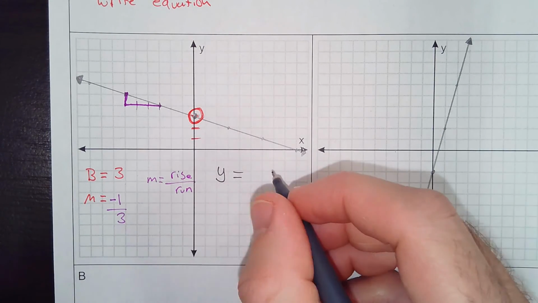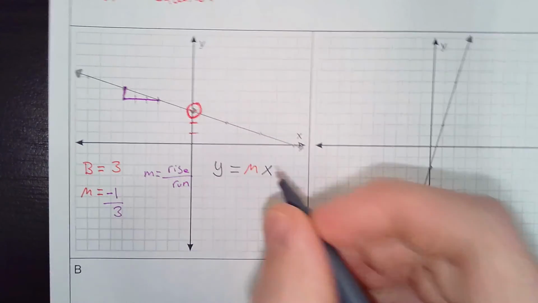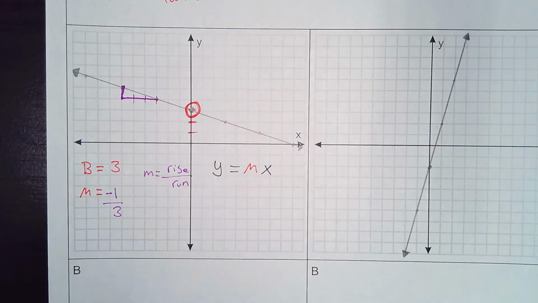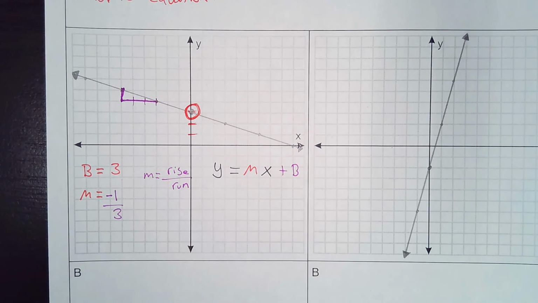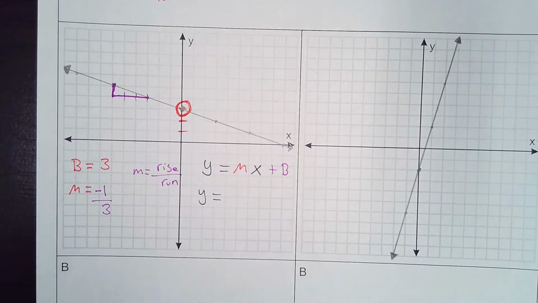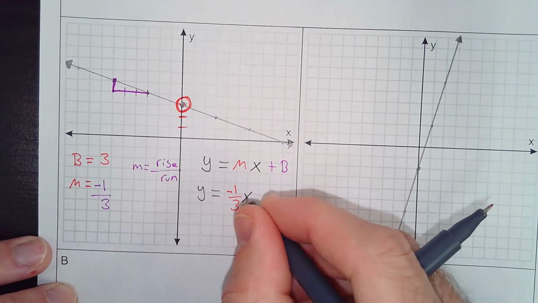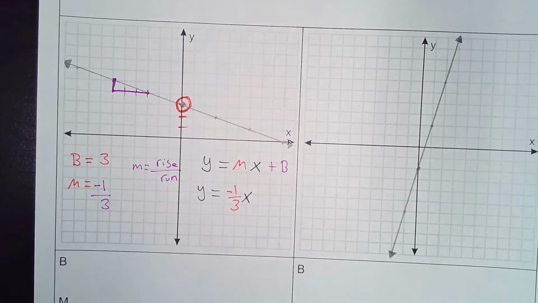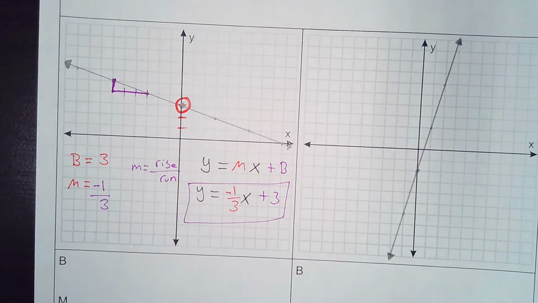Now we have m and b, so just take our equation that we started with, y equals mx plus b, and rewrite that equation with y equals, our m is negative 1/3, and our b is positive 3, so plus 3. And that's our equation.